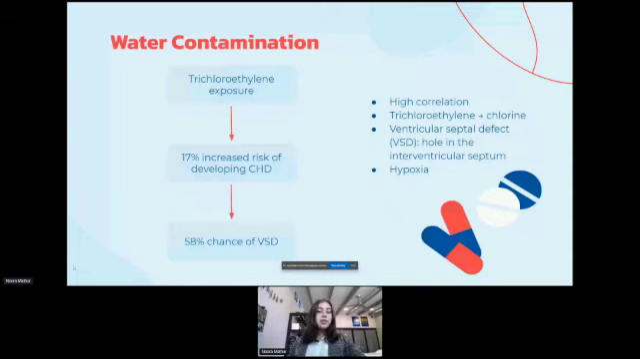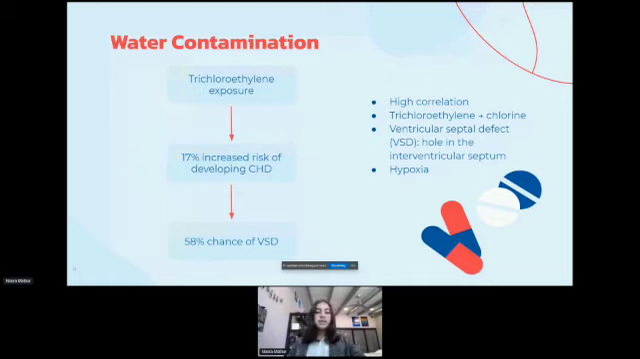Water contamination also has a high correlation to the development of congenital heart defects. The information is dated, but a 1973 study found that 1/3 of patients with heart defects had lived in an area of Tucson Valley that held water contaminated with trichloroethylene. This chemical contains chlorine, which is dangerous to humans. It increased the chance of developing heart defects by 17%, with a 58% chance of ventricular septal defect, or VSD.